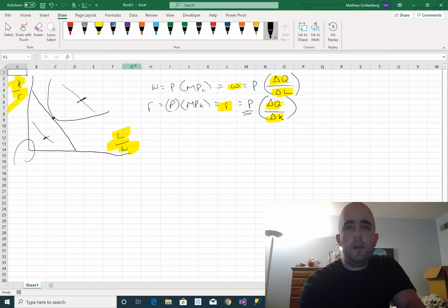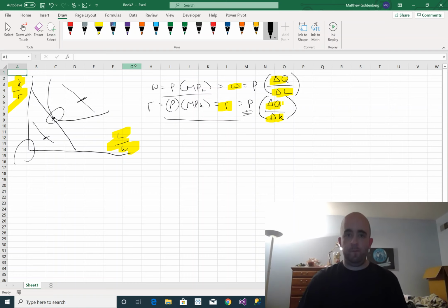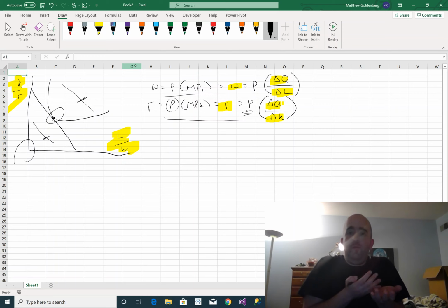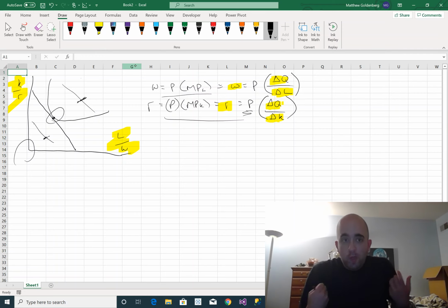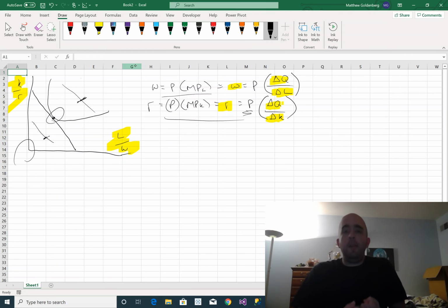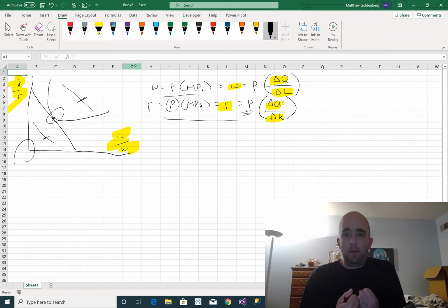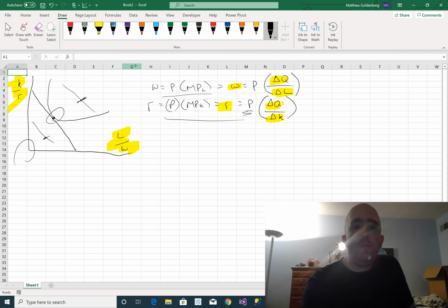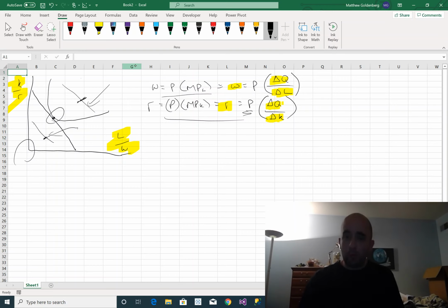Now we want to find where they're equal, where both of these hold true. Because we're producing as an industry, we don't care about output in this question. We care about the best combination of wage, rate, labor, and capital. If we cared about output, we'd care about finding the best line of that or the best line of that, and that's not our question here. Our question is what's the best combination of both of those.